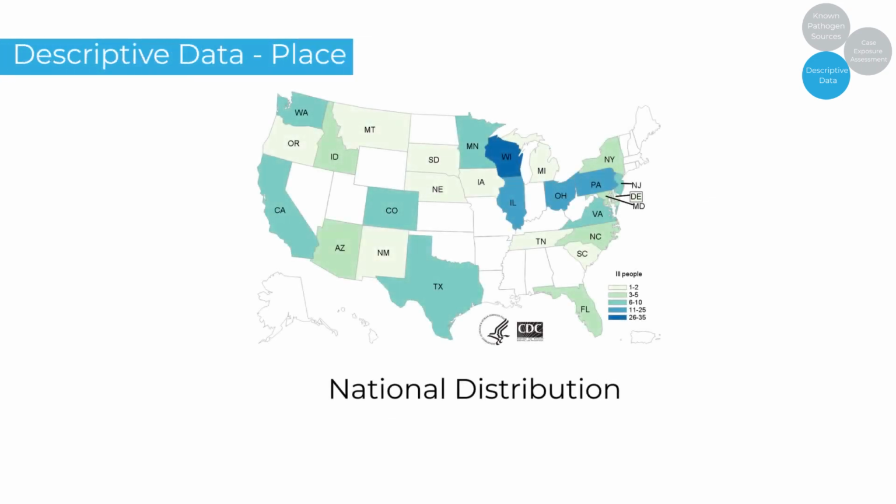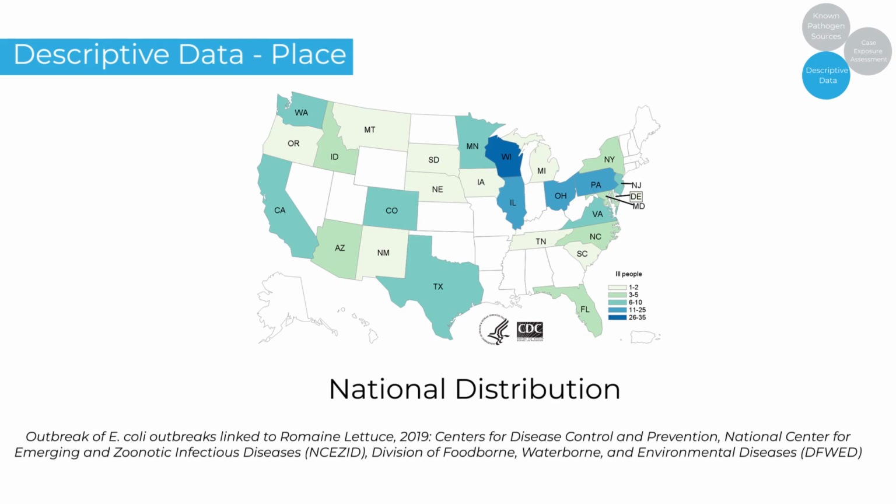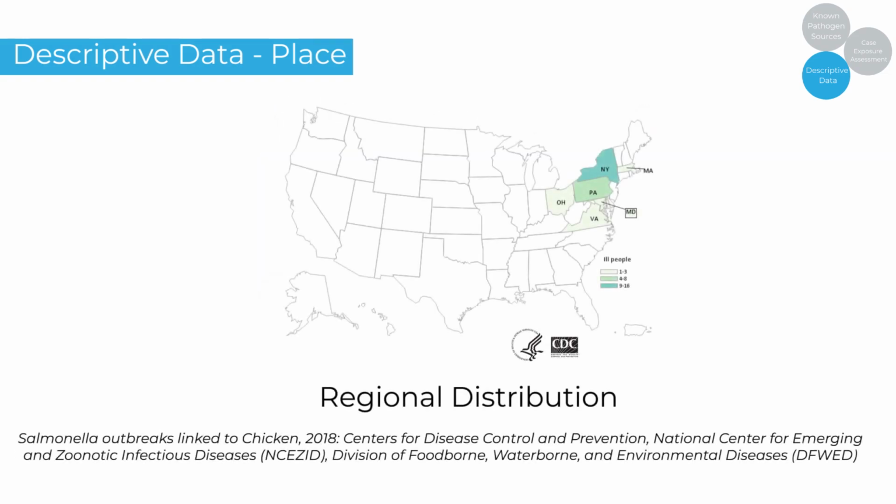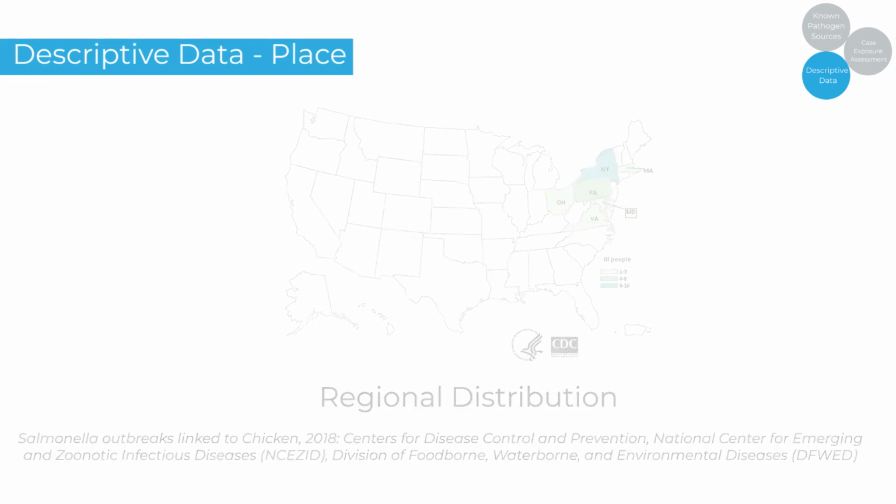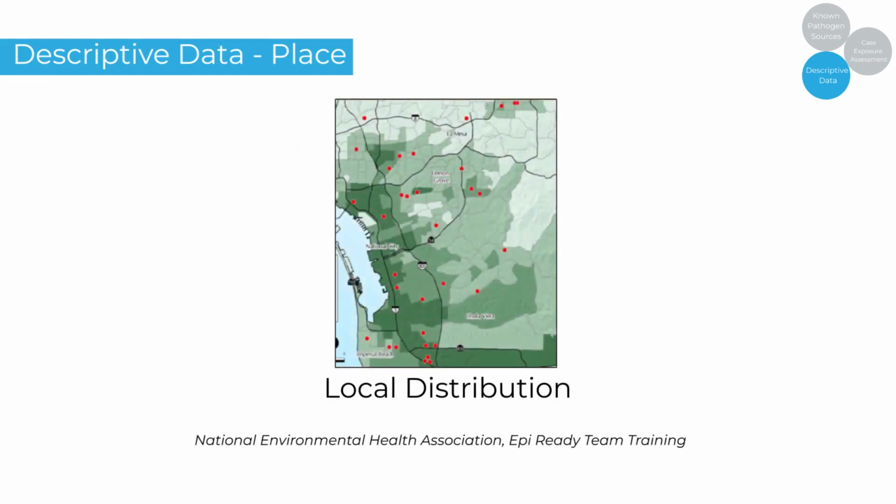Geographical mapping of cases can help assess the plausibility of a suspect vehicle by comparing the distribution of cases to the distribution pattern of that food item, in consultation with regulatory and industry partners. For example, widespread outbreaks by definition are caused by widely distributed commercial products, and some foods are more likely to be distributed nationally, like leafy greens or packaged cereal, whereas others are more likely to be distributed regionally, like chicken or ice cream, or locally, like raw milk.